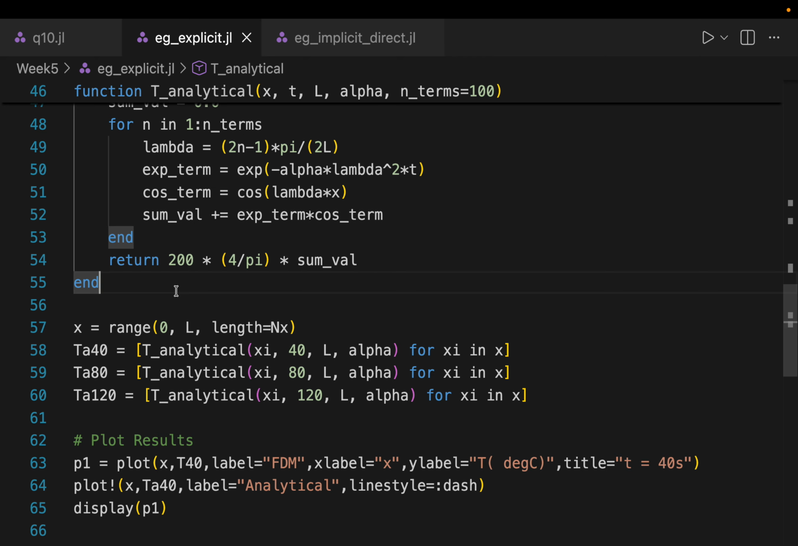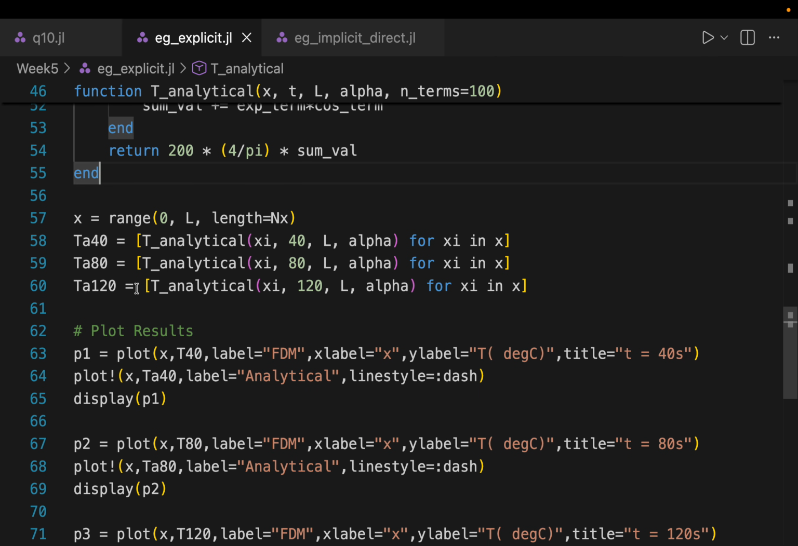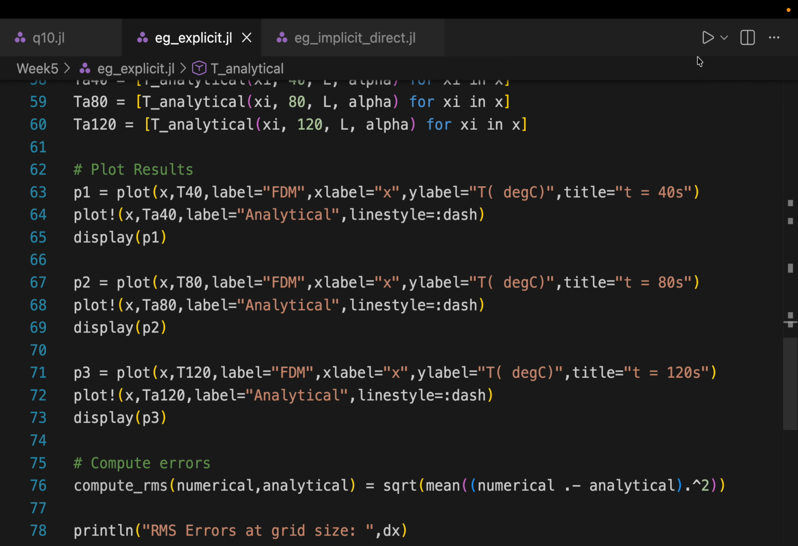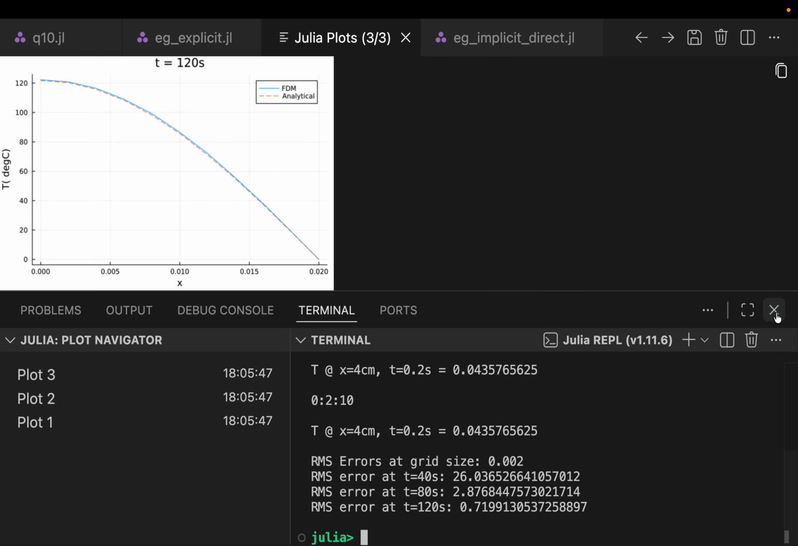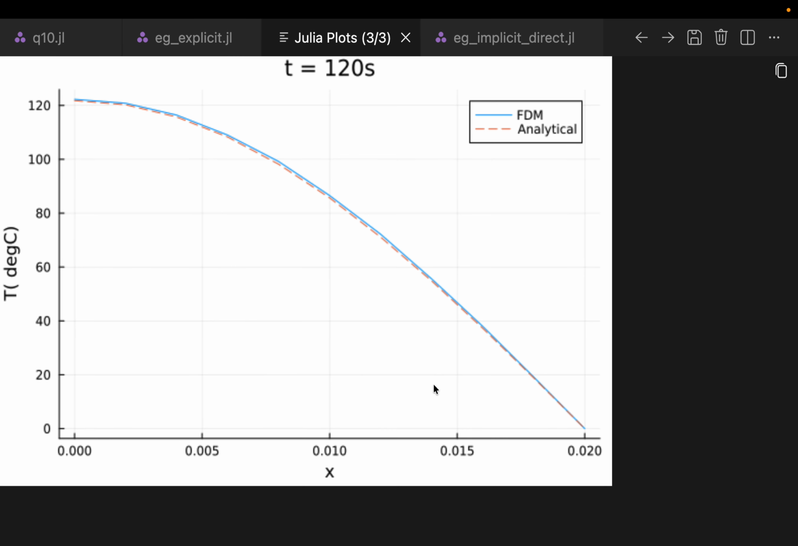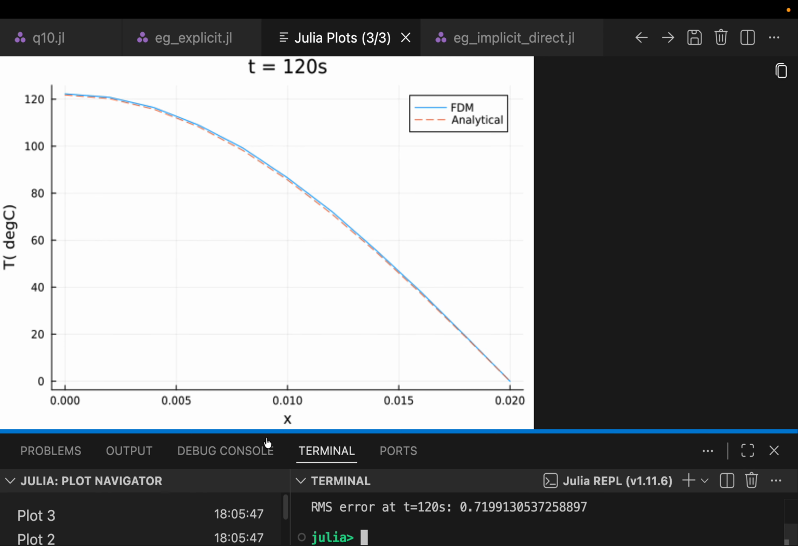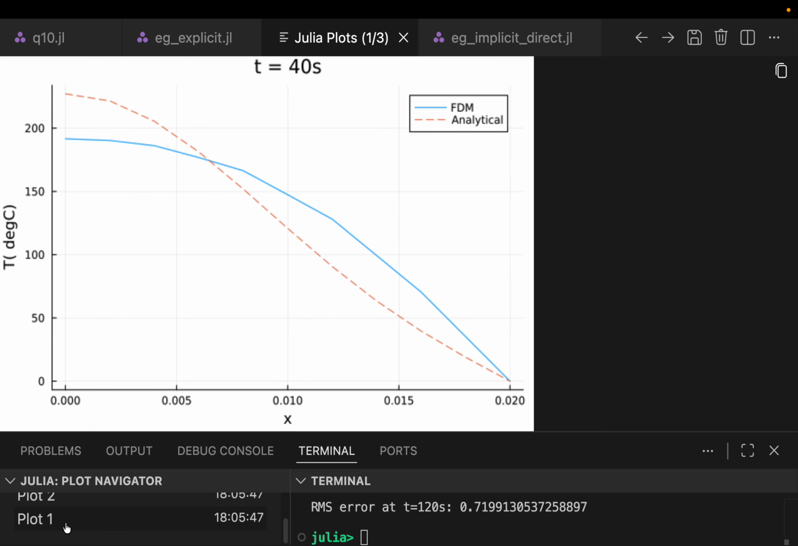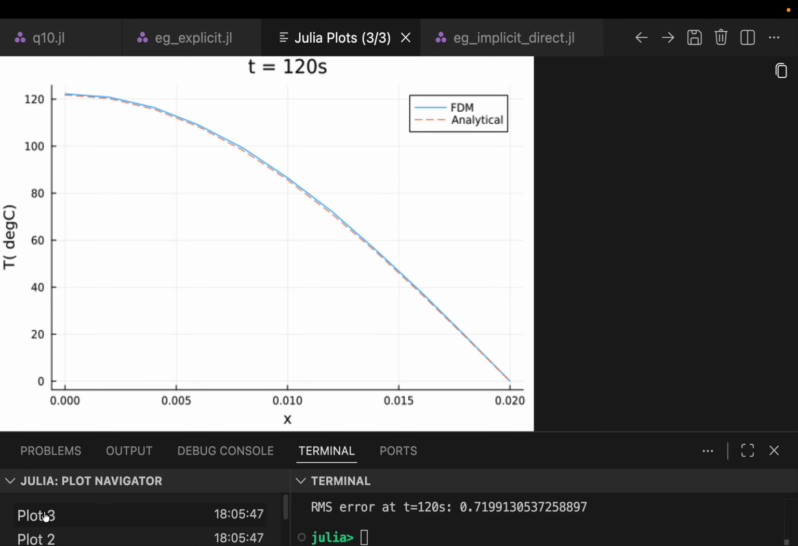Let's say for all problems you do not have this, but this is just for checking. This function just gives me the analytical solution, and then I'll compare these solutions, for t equal to 40 versus 80 versus 120. I should have plotted all in one.